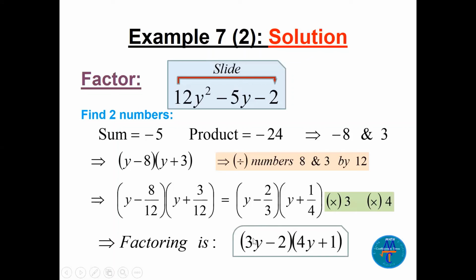Let's check, please. 3y, 4y, 12y squared, it's okay. 3y times 1, 3y. Minus 2, 4y multiply minus 8. So you get minus 5 because we have plus 3y, and then minus 2. That's the answer. Now, 3 examples I gave you in detail on how to use the slide and divide method.